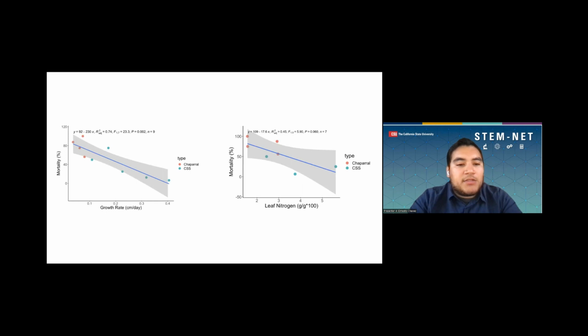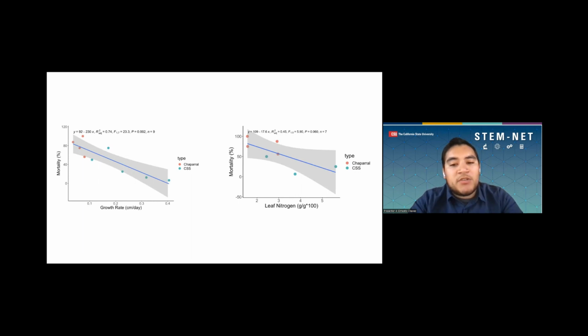So the general trend that we saw with growth rate was that as growth rate increased, mortality decreased, and we saw a strong association with this. We saw that typically chaparral shrubs had a lower growth rate and increased mortality, and coastal sage scrub were typically on the higher end with higher growth rates and lower mortality rates.